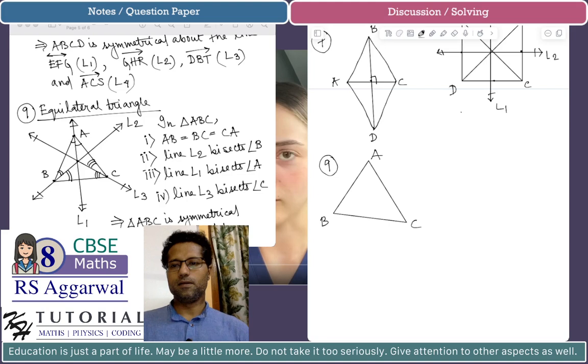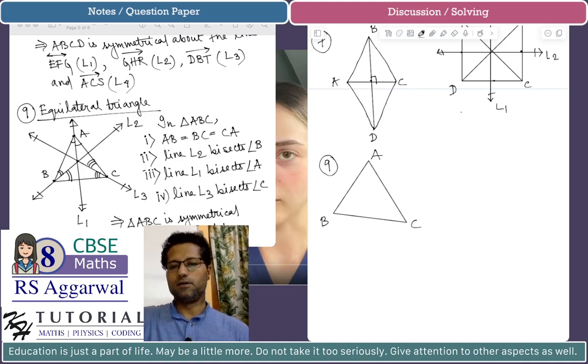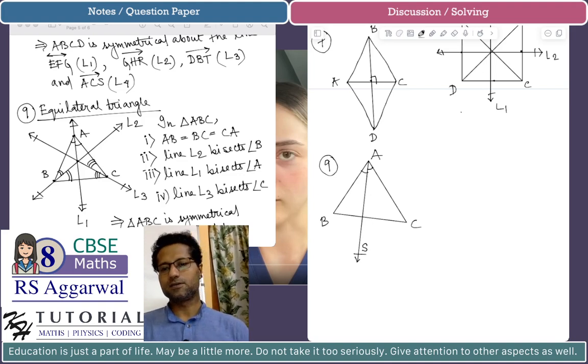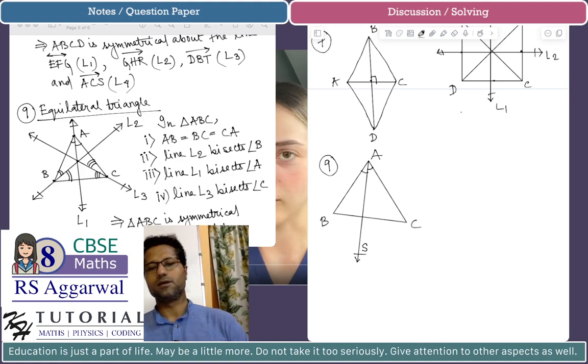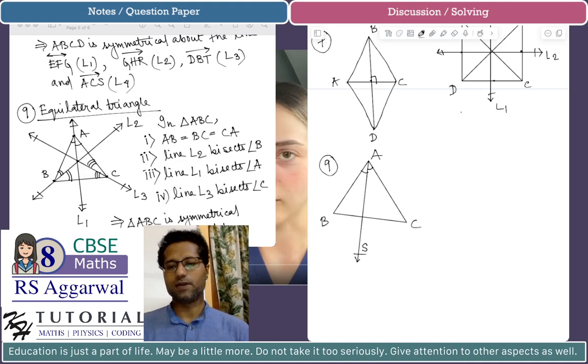Now, what do you mean in a triangle by the bisector of the angle A? A bisector of the angle A is a straight line passing through the vertex A, and it is bisecting the angle A. Let's say this line is AS. So the line AS is bisecting the angle A of the triangle ABC. So this is equal to this. Similarly, since there are three angles, there will be three angle bisectors, and so there are three lines of symmetry. All the angle bisectors of a triangle are lines of symmetry in an equilateral triangle.